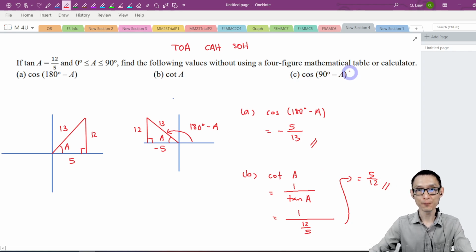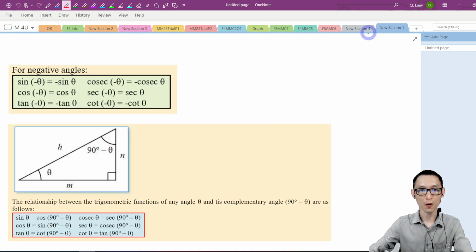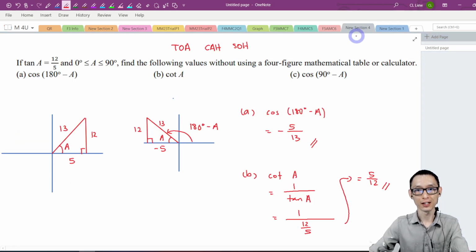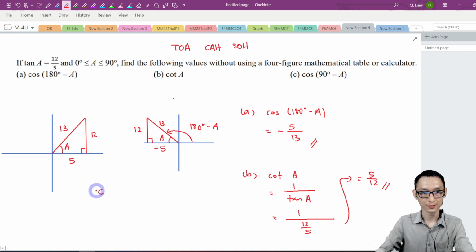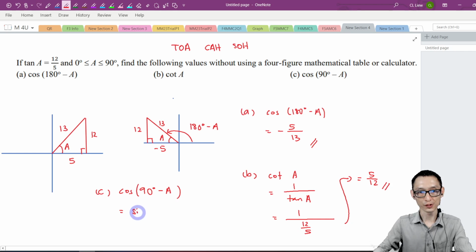Now let's go to part C. For this one, you need to recall this. I hope that you remember this one: sine and cosine are one group, tangent and cotangent one group, secant and cosecant one group. So cosine of 90 degrees minus A is actually equal to sine A. Now, sine A, you just refer to this one as opposite over hypotenuse, 12 over 13. So this is the answer for part C.